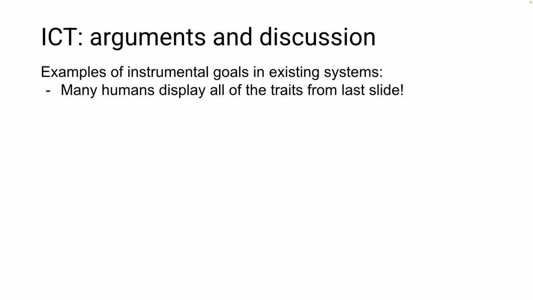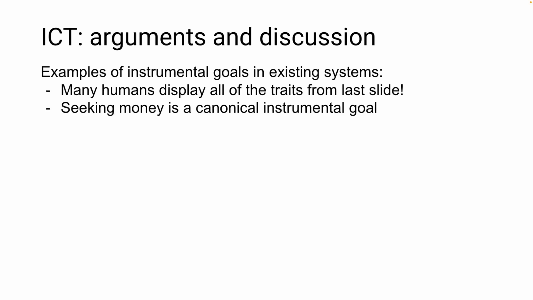Is it actually true? Should we expect this? I don't know. There are certainly examples of instrumental goals occurring in existing systems. Many humans display all of those traits: resource acquisition, self-preservation, goal preservation, self-improvement. I'd like to think I do, for example. Another example of instrumental goals arising in agentic systems is humans seeking money.